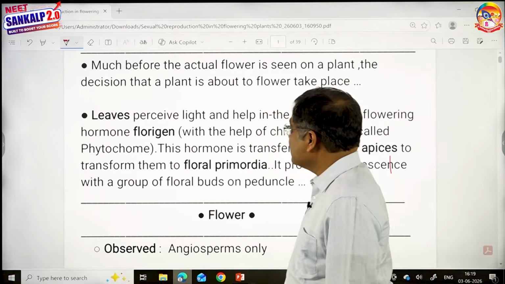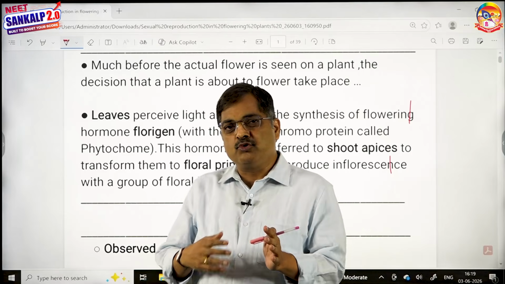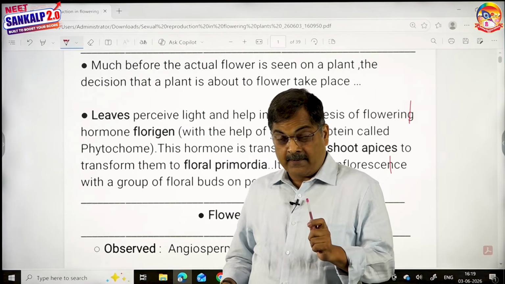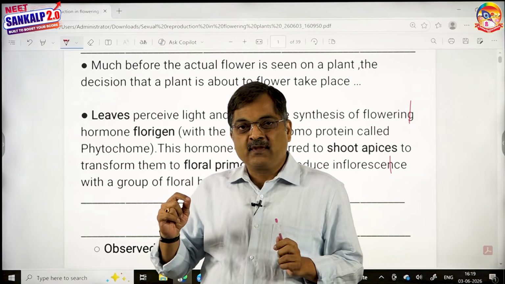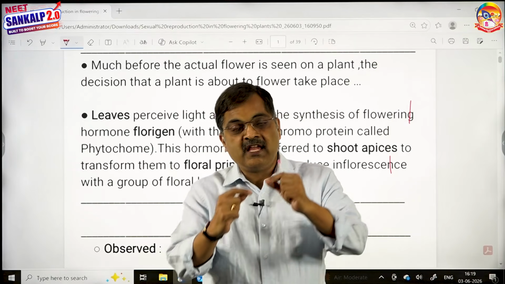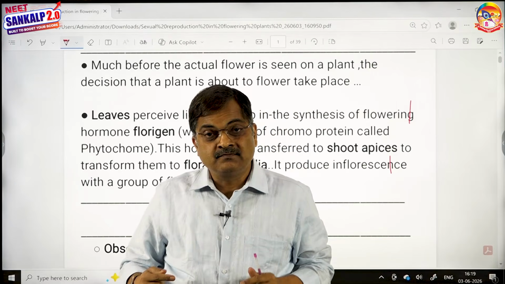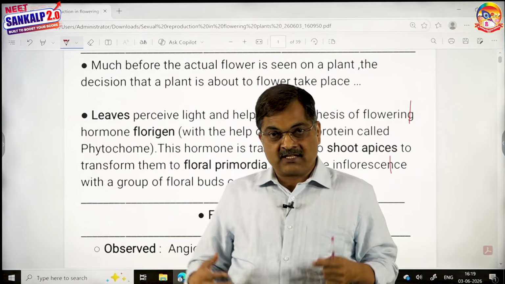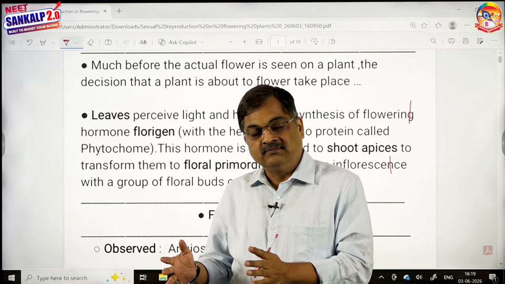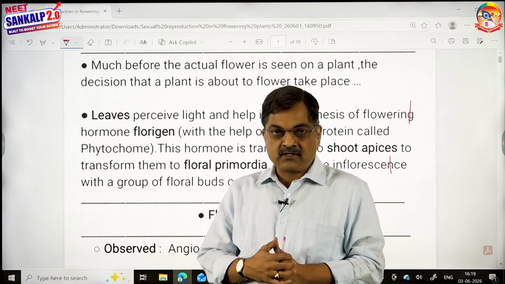Now, the first part of it is, when can a vegetative shoot transform into a reproductive shoot? Listen carefully. Leaf is a place where a flowering hormone is synthesized. From the leaf, this hormone migrates into the shoot apices, and now the shoot apices transform into a floral primordia, which later develops either into a flower or into an inflorescence.